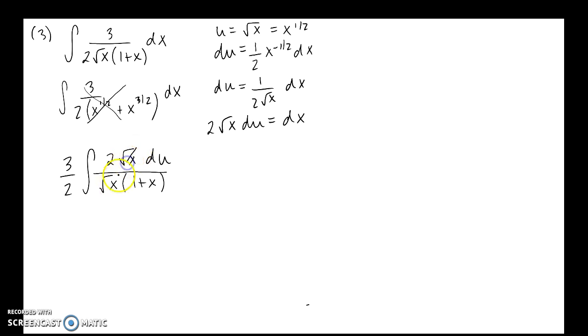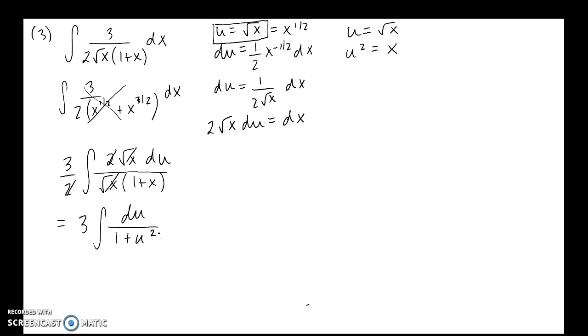All right, from here I get my square root of x to cancel. I get my 2's to cancel when I bring that out front. But I still have this in terms of x. When I need to make a u substitution, I have to get rid of all of that. So look at what we started with. If u is equal to square root of x, then u squared is equal to x. So now I have x in terms of u.